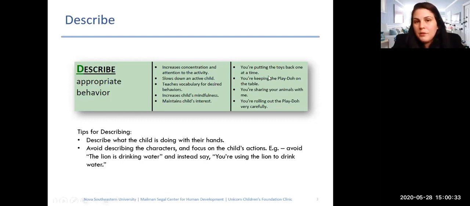So here's some examples on the side. It says, you're putting the toys back one at a time. You're keeping the Play-Doh on the table. And this is a popular one that's used in the preschool I work at. You're sharing your animals with me. So again, highlighting what they're doing. You're rolling out the Play-Doh very carefully. So really just describing what it is they're doing in the moment and what it is that we like to see them doing, right? And when you think of all these examples I just came up with, it's going to help them be able to continue to do that, because we're showing them, hey, I like that you're doing this.